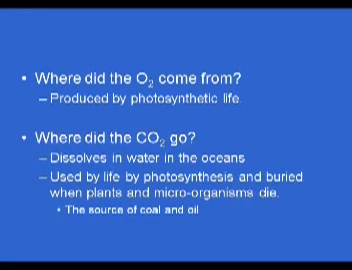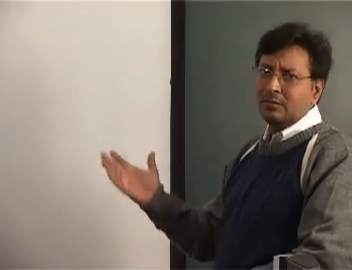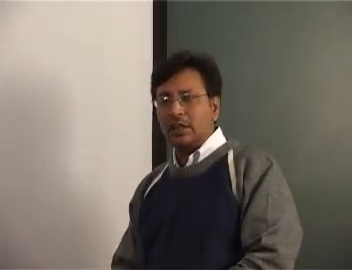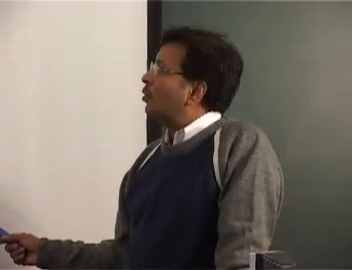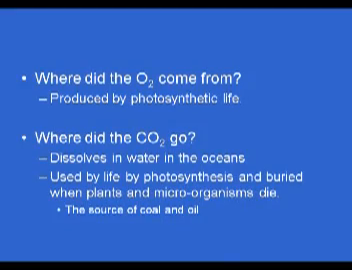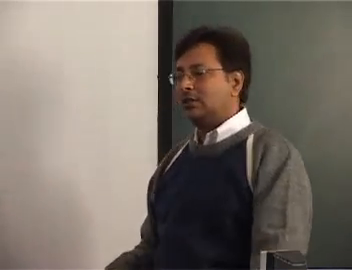So we try to explain what happened and how it happened. That's where the oxygen comes from and where did the CO2 go? We have tried to answer that. Dissolved in water in the oceans, used by life by photosynthesis, and buried when the plants and microorganisms die. It becomes the source of coal and oil also. And why the hue and cry is that we are using so much fossil fuel that we are trying to build more and more CO2 again. The CO2 levels probably will not go to the levels which were there in the beginning, but there are other issues which you are familiar with, the greenhouse gases and the earth temperature going up and things like that. But we won't talk about that.